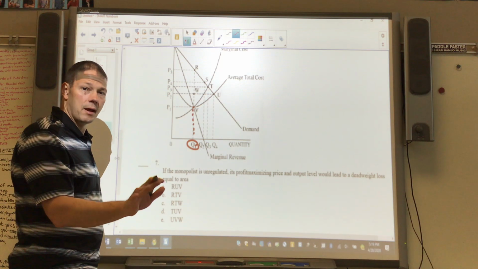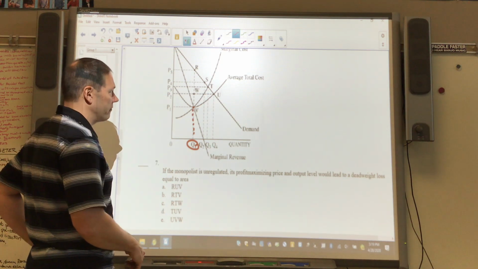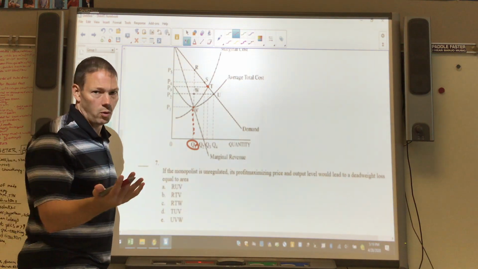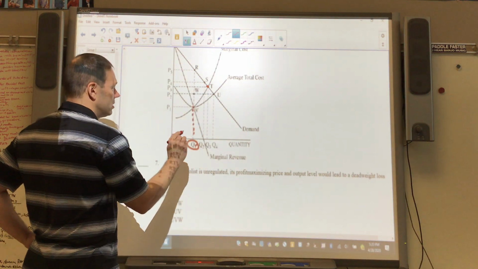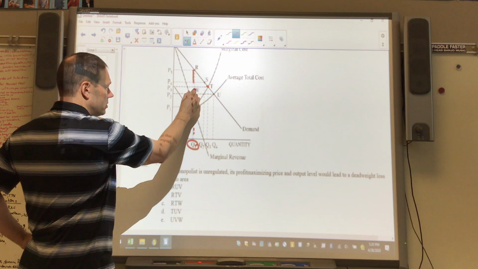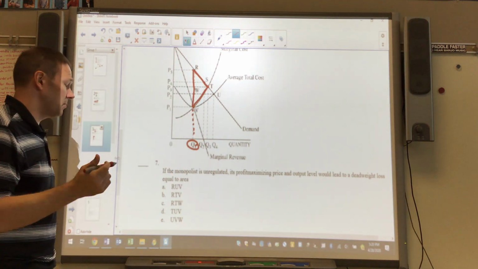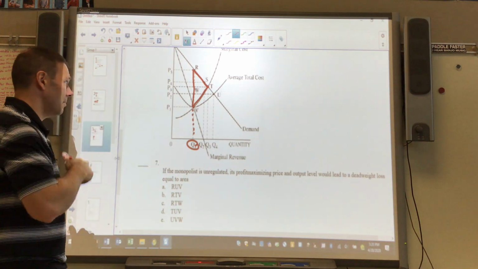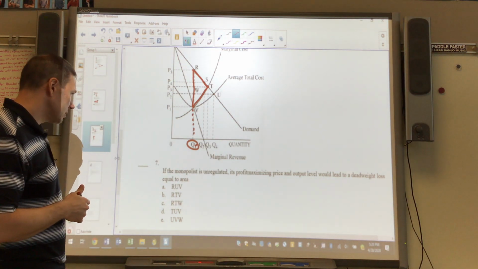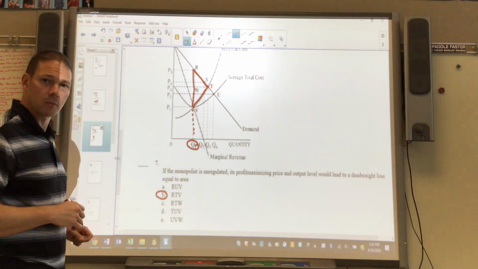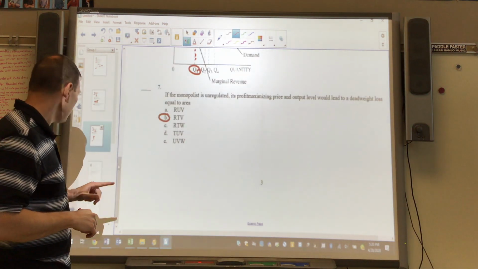If this was not a monopoly and this was a perfectly competitive market, they would be producing where demand equals MC, or supply, which is right here at T. So in other words, they lose the area here if it's a monopoly versus a perfect competition, and that becomes our deadweight loss. And so that is RTV, which is letter B. Okay, so number 7 is B.